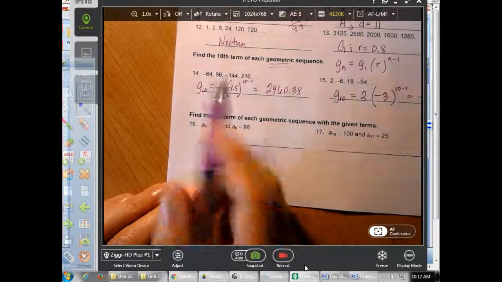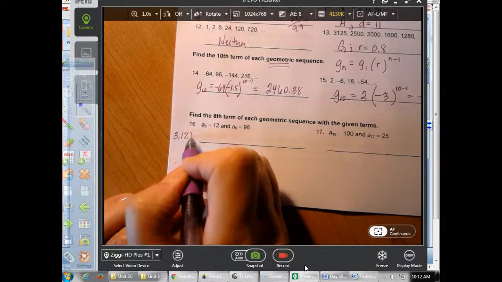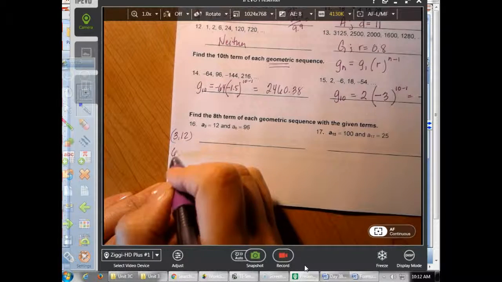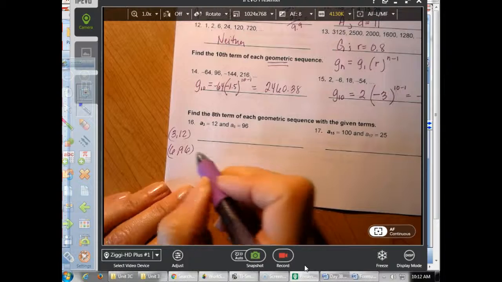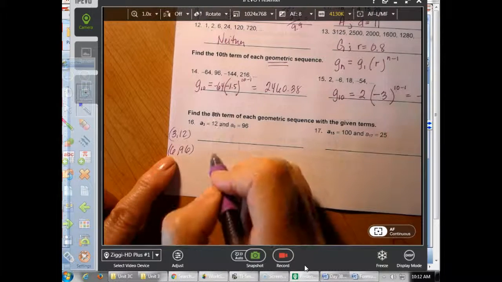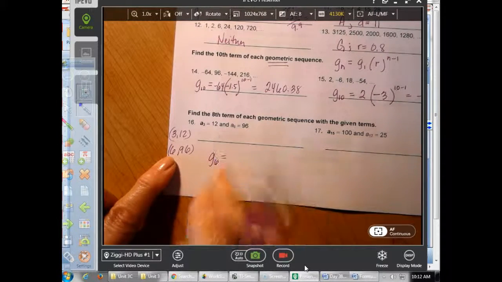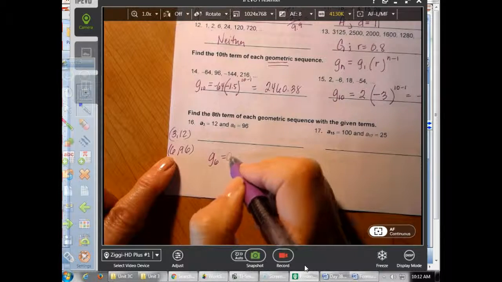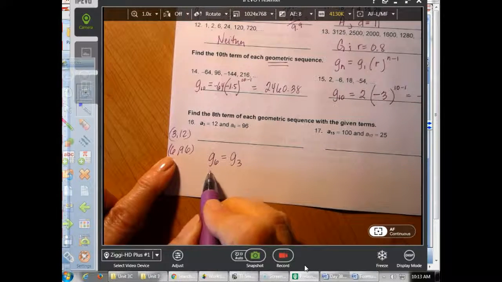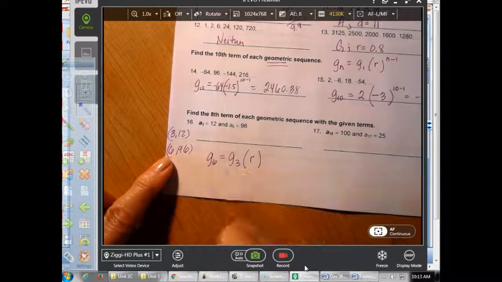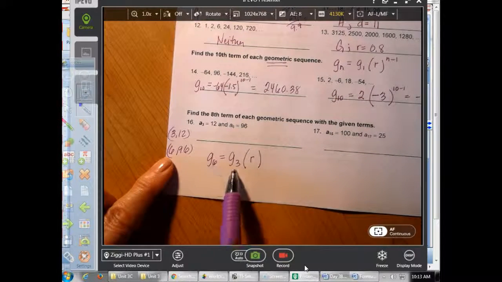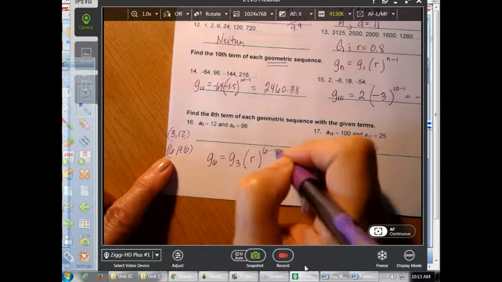I know the 3rd term is 12 and the 6th term is 96. And I know that if I start at G sub 3 and end at G sub 6, I said that backwards, then I have my common ratio that I don't know, but I know that I need to make 3 multiplications because 6 minus 3 is obviously 3.